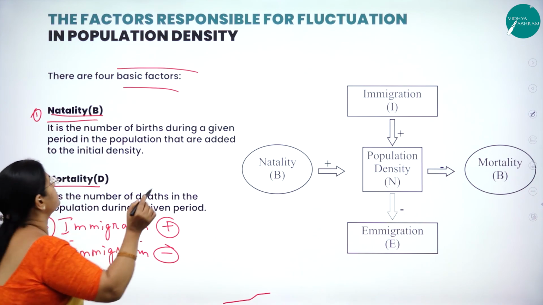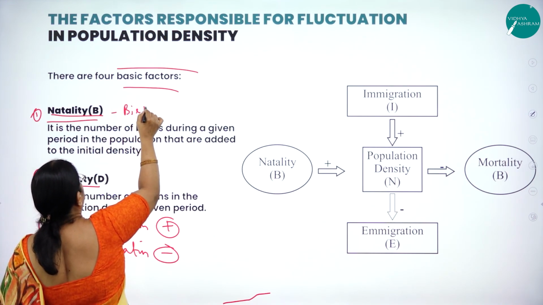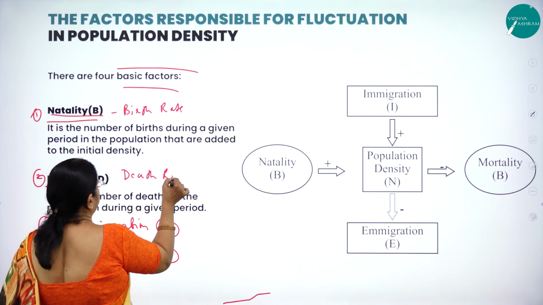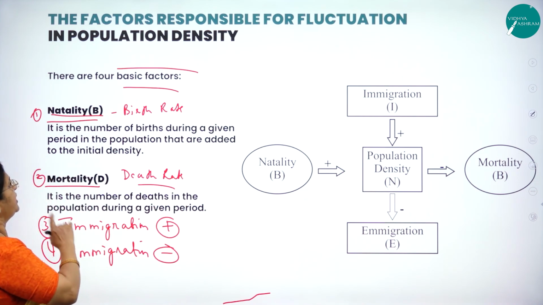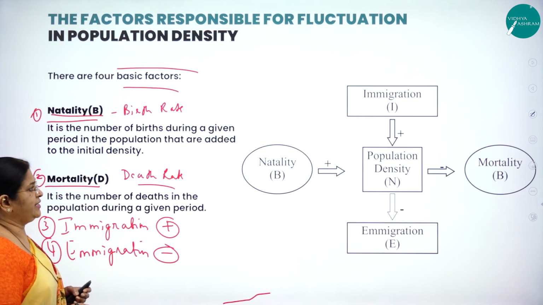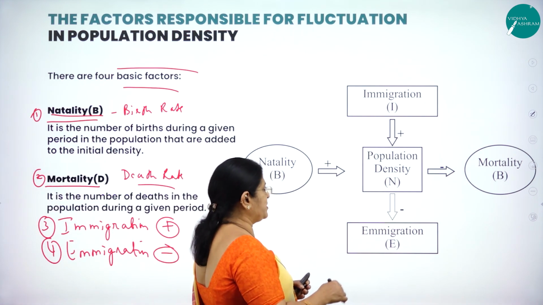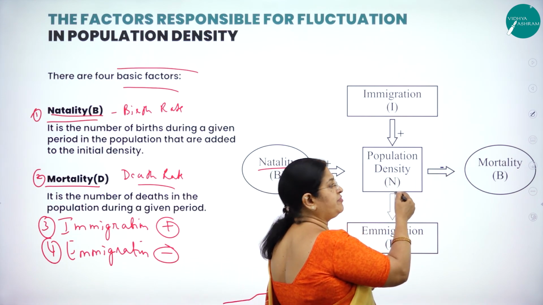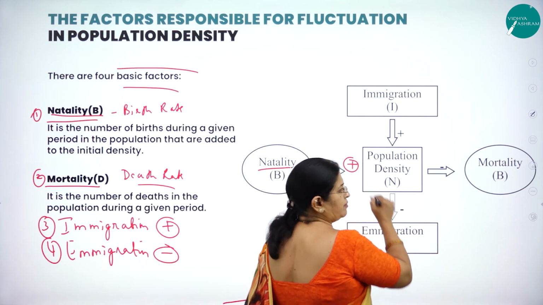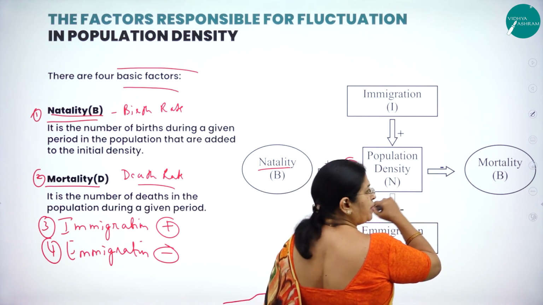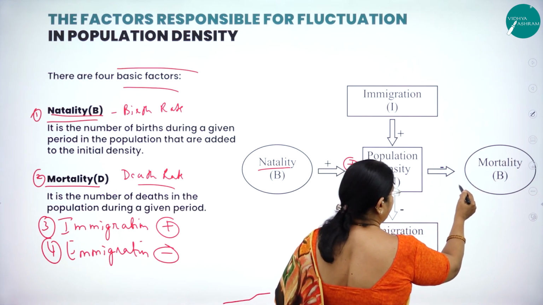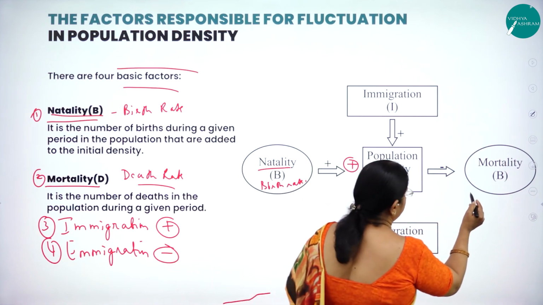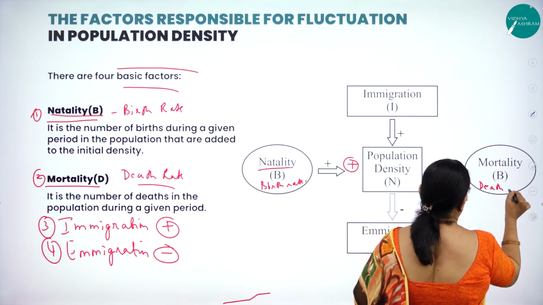So here natality means what? Birth rate. And mortality means what? Death rate. So natality is birth rate, mortality is death rate. Here you can see in this representation, natality, birth rate. The population density will be more when more births are there. So when will the population decrease? When more mortality takes place. So natality is the birth rate, and this is the death rate.